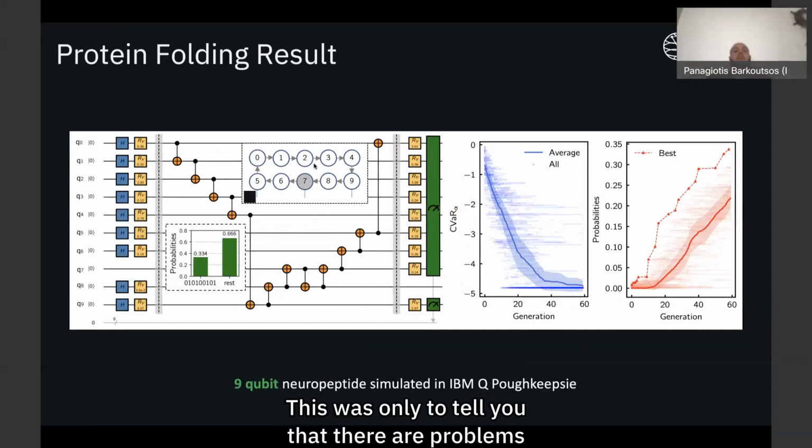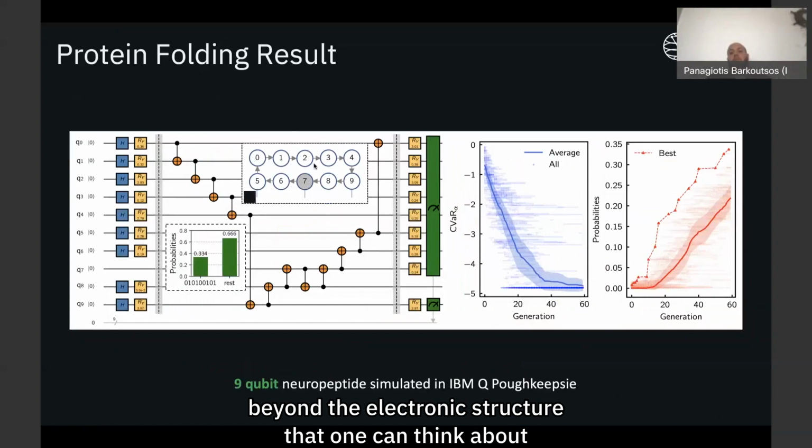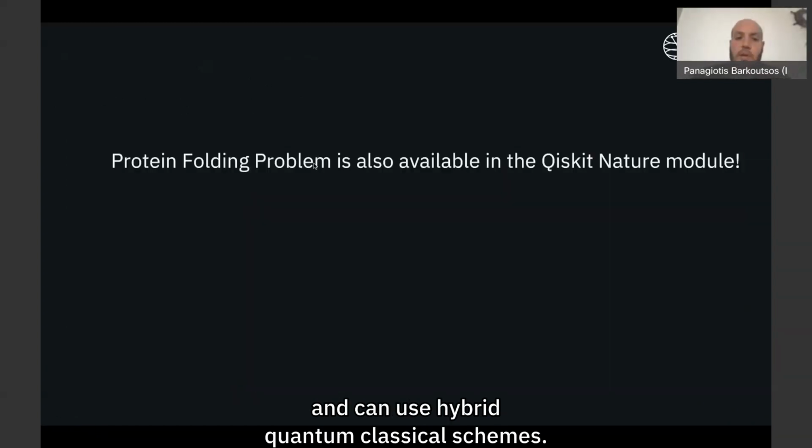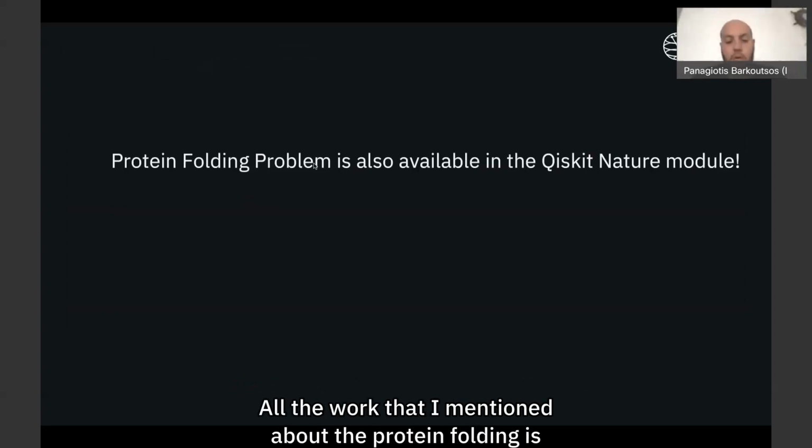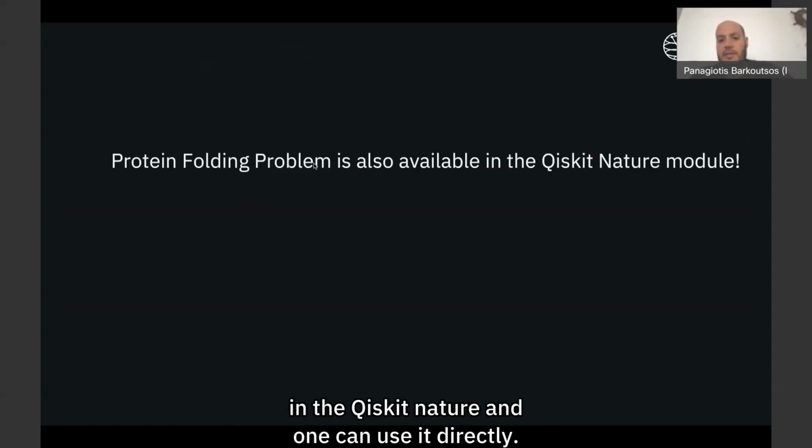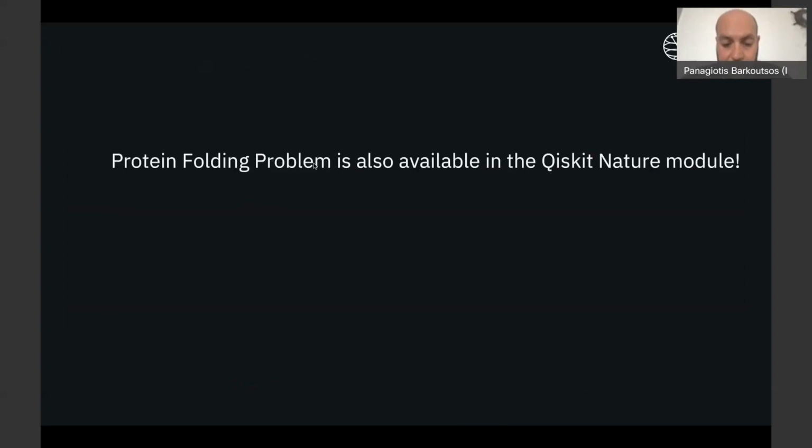This was only to tell you that there are problems beyond the electronic structures that one can think about and can use hybrid quantum classical schemes. All the work that I mentioned about the protein folding is also available as a different problem in the Qiskit nature, and one can use it directly.